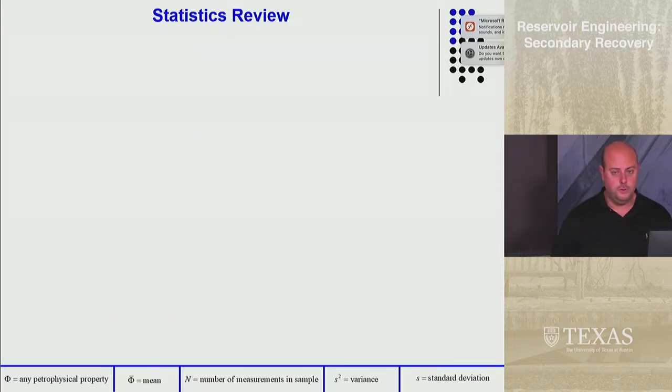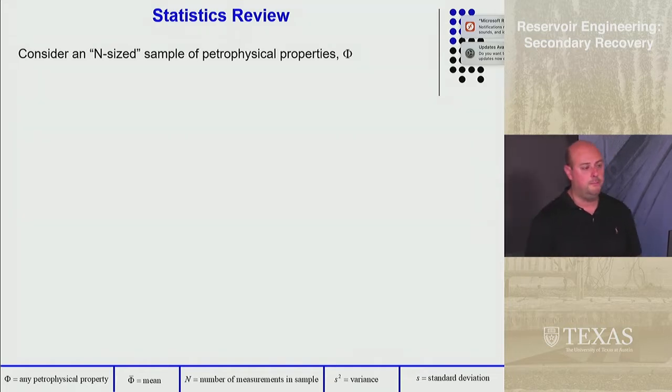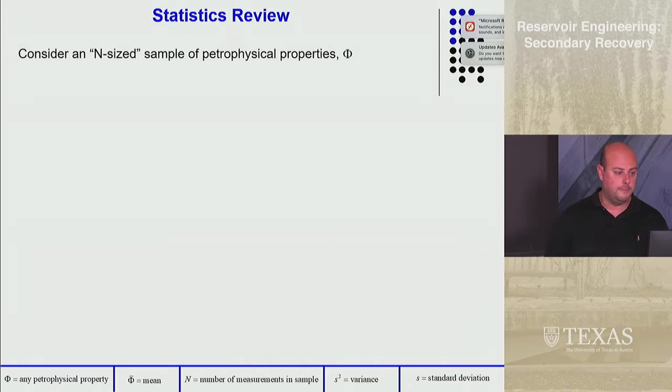A little bit of review of statistics. I'll start out really simple. Let's say you have a sample of n samples of some petrophysical property. And I'm calling it phi here. If you want, think of it as being permeability or porosity, either one, or it could be another petrophysical property.